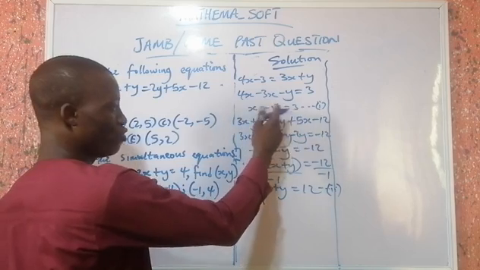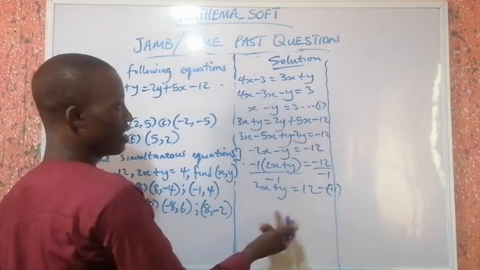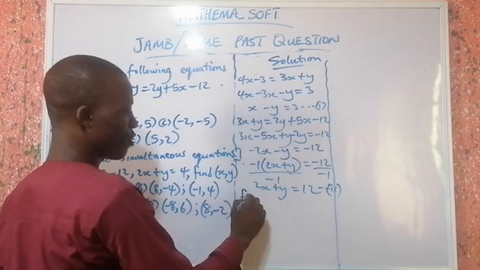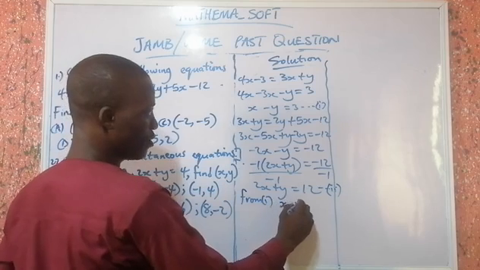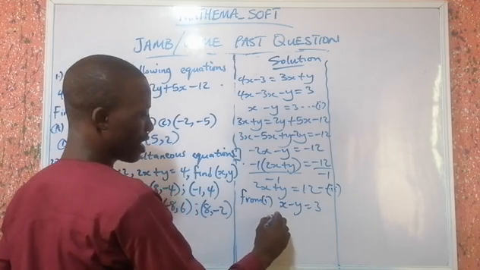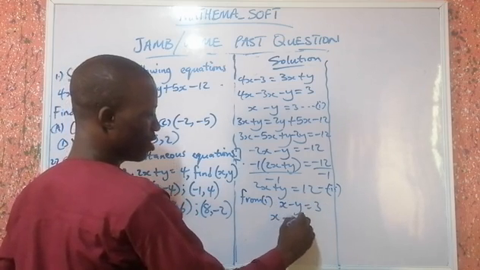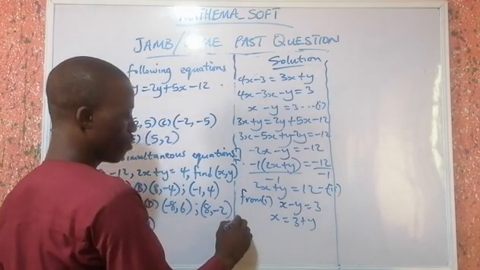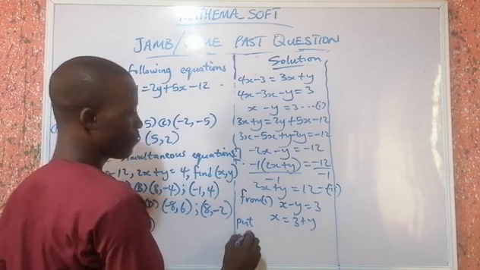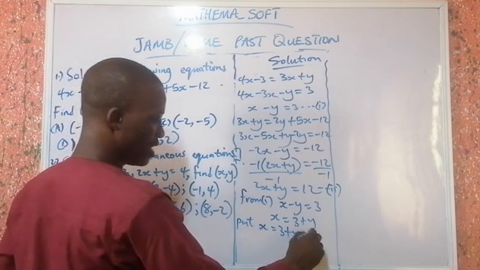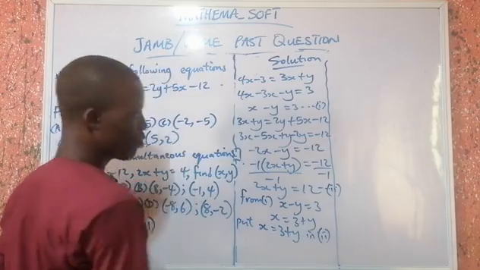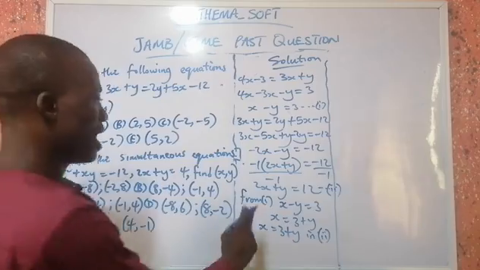So from here now, I can substitute for either y or x. I can use them to actually substitute in equation 2 by saying that from equation 1, I have x minus y equals to 3. So I can say x equals to 3 plus y. So put or substitute x equals to 3 plus y in equation 2.